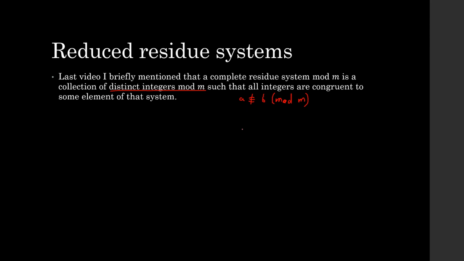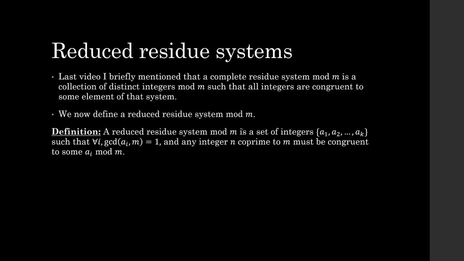And so any integer is going to be congruent to some element of that system. So now we're going to define a reduced residue system mod m. A reduced residue system mod m is a set of integers, so that's the same as before, and it's going to be a1, a2, all the way to ak, such that for all i, the greatest common divisor of ai and m is 1.